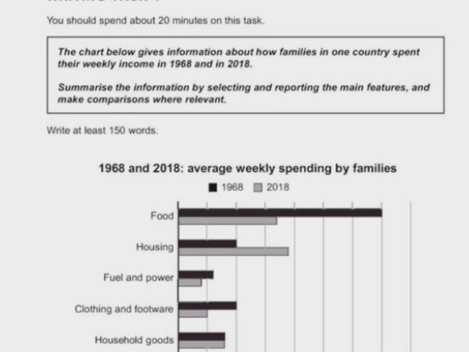Looking at the question, the instructions say: summarize relevant information and make comparisons where relevant. So summarize, I've just paraphrased it. It is asking you to describe, yes, but it is asking you not to describe everything you are seeing on the graph. It is just asking you to describe some of the relevant details.